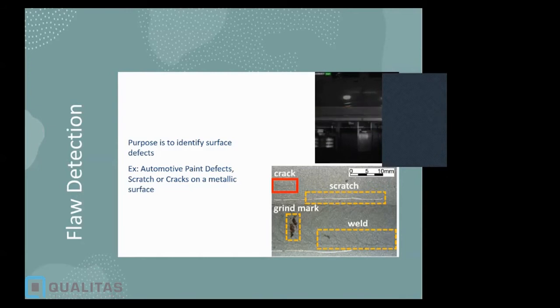Examples could be paint defects in automotive parts, right? It could be a scratch or a crack on a metallic surface, right? So you have some surface or some kind of an object which has an acceptable finish, and any deviation from that acceptable finish is a flaw, right? And that is flaw detection, and that's the third kind of application that you typically see in machine vision, right?